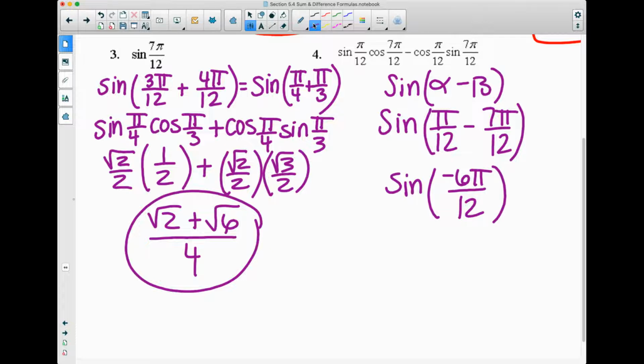What does that reduce to? And what is sine at negative pi over 2? Negative 1. Good. So when it's already written out in the form of the formula, you're just going to go backwards and evaluate that way.